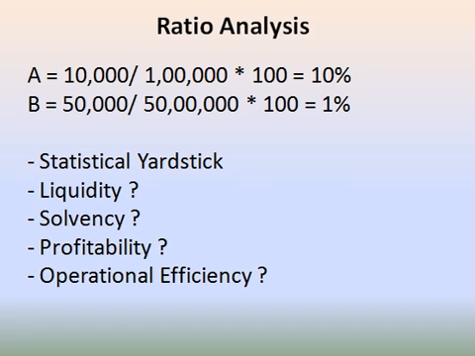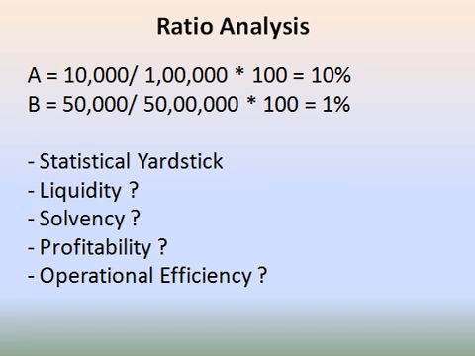Next, profitability. What does profitability mean? It means the ability to earn profits in future. And lastly, operational efficiency. What does operational efficiency mean? The efficiency with which the business is managed is called operational efficiency. I repeat once more, it's very simple. The efficiency with which the business is managed is called operational efficiency.